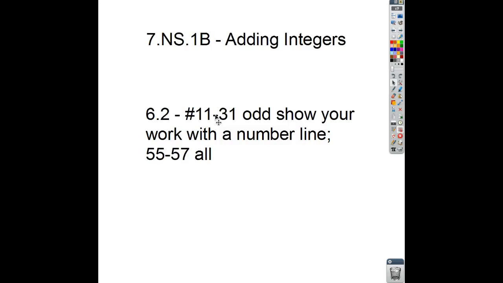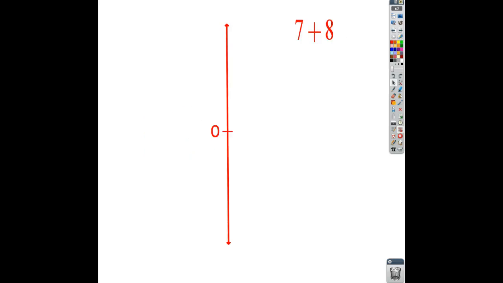The odd ones, I want you to show your work just with the number line, including the ones with the absolute value. Just show me how you go from 0 to the absolute value of the number. This is what I'm talking about with the number lines. Okay, I have a number line here. All I'm worried about is where 0 is, and I just want you to show me using the number line how to do this problem.